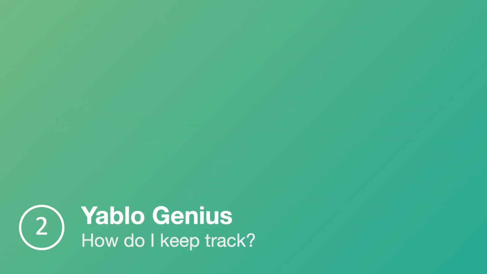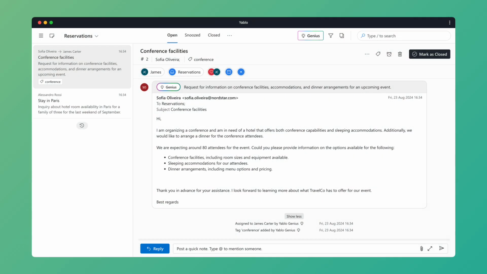Once set up, Yablo Genius will automatically process incoming messages according to your configuration, including routing, tagging, setting priorities, and generating summaries. You might be wondering how to keep track of the actions that Yablo Genius performs. Yablo tracks all changes made to a conversation, including those made by both your team and Yablo Genius. You can even receive explanations for why Yablo Genius took certain actions, giving you insight into its reasoning and decision-making process.